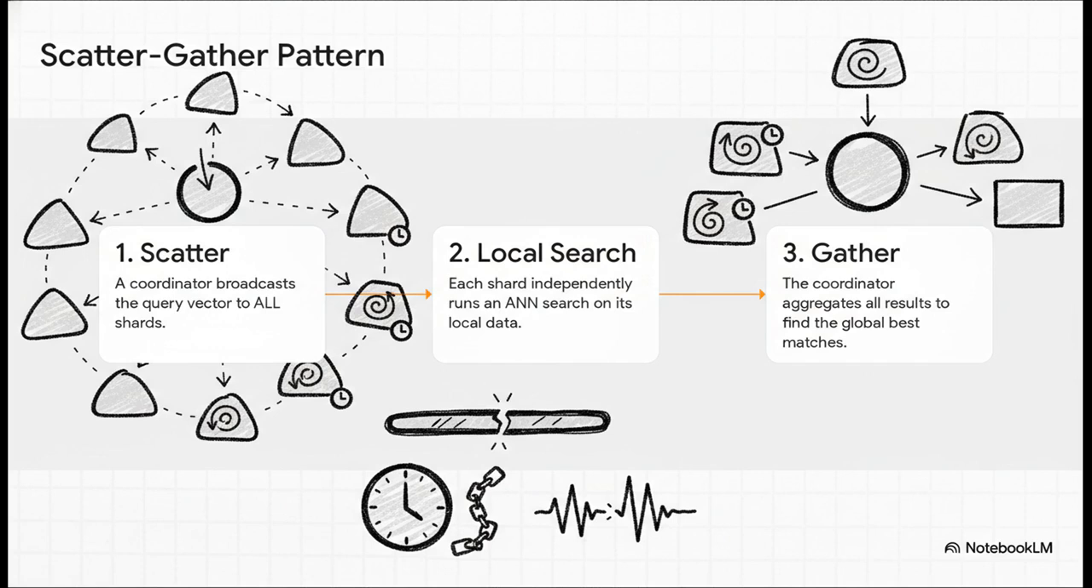Your search query gets scattered out to all the machines. Each one does its own little search. Then a central coordinator has to gather all those results back together. This means your whole search is only as fast as your slowest machine. It's a huge problem called tail latency amplification.